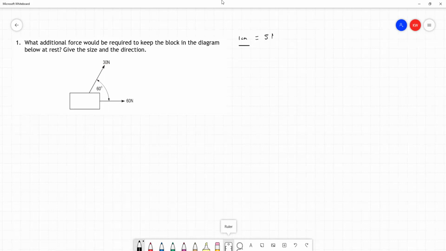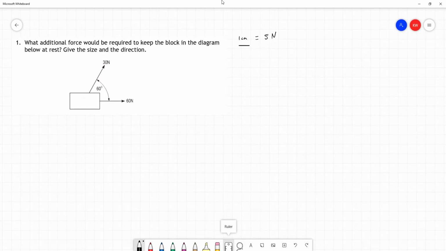Now, you can make your scale different to that, probably a bigger scale rather than a smaller scale. You could make 1 centimetre equal to 3 newtons and probably still fit that on an A4 piece of paper. It's about drawing your diagram small enough so it'll fit in your page, but big enough so you can still accurately measure any additional lines that you draw and keep it nice and accurate.